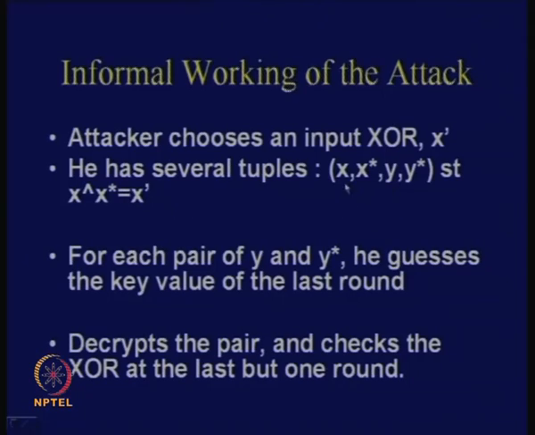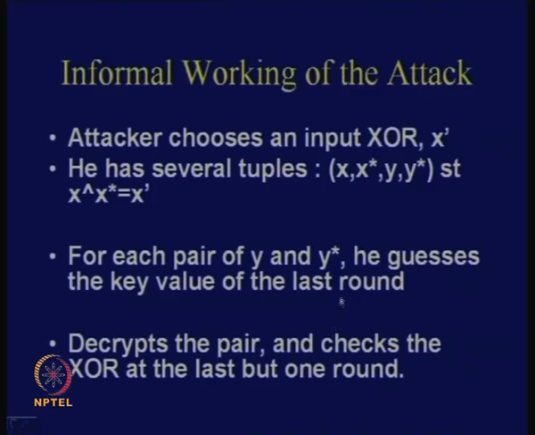So you obtain the corresponding ciphers from X, that is, if you encrypt X you obtain Y, and if you encrypt X star you obtain Y star. So for each pair of Y and Y star, he guesses the key value of the last round. He has obtained Y and Y star, which are the corresponding cipher texts.